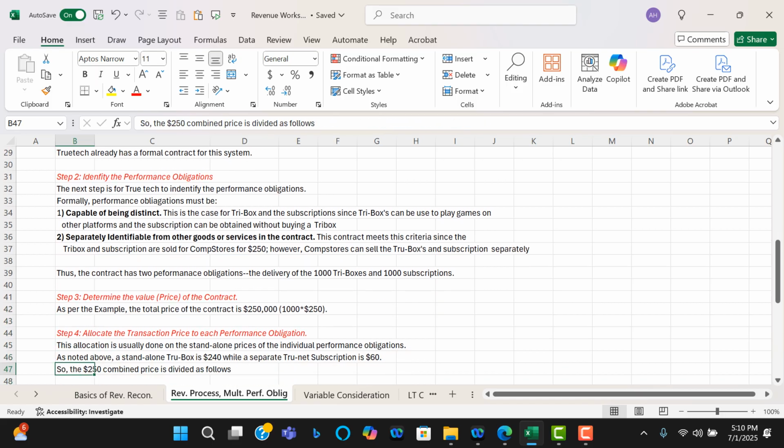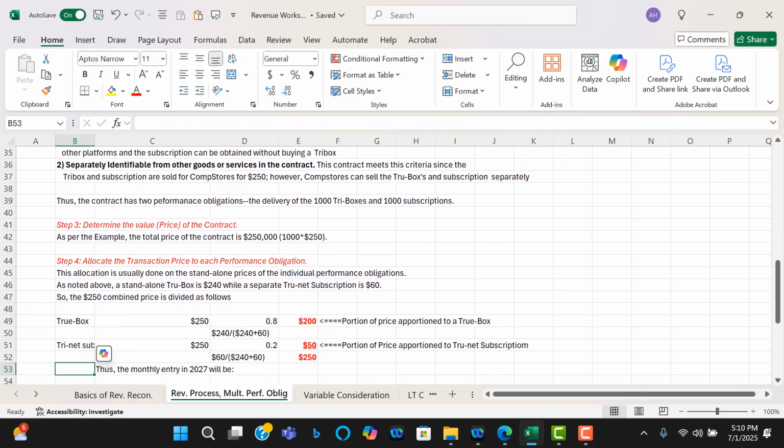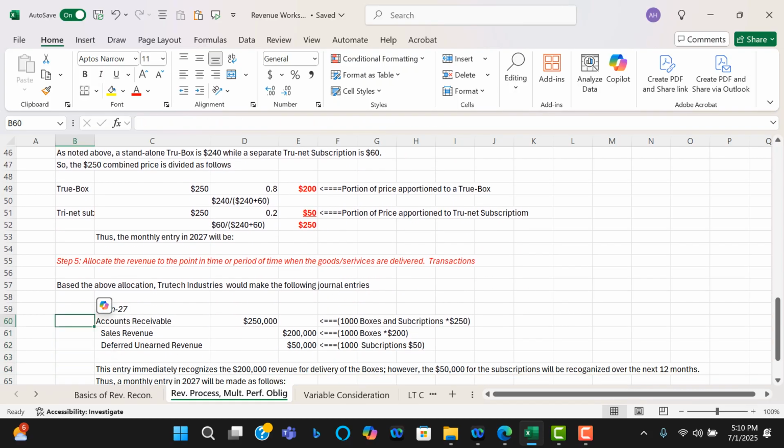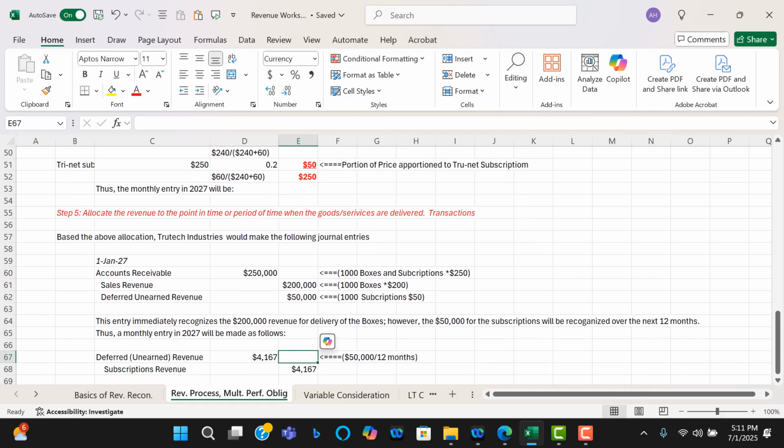Well, I split it 80-20% based on the relative fair market values, and then the final part is you have to recognize the revenue over time or at the point in time when the service has been delivered or the good has been delivered. All the boxes, 1,000 boxes, were delivered. We've said they're worth 200 apiece. They're all delivered on January 1st, so you recognize all that revenue. The remaining 50,000 is the subscription, which is recognized over 12 months. So you've got to recognize 1/12 of that revenue, which you owe each month. So that is the amount right there, 4,167.